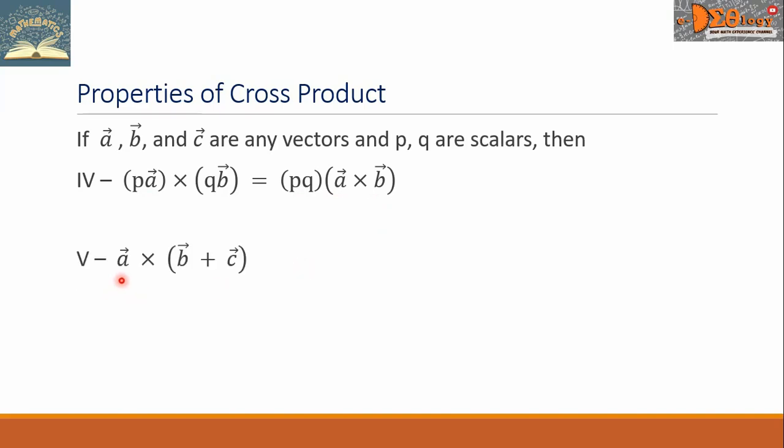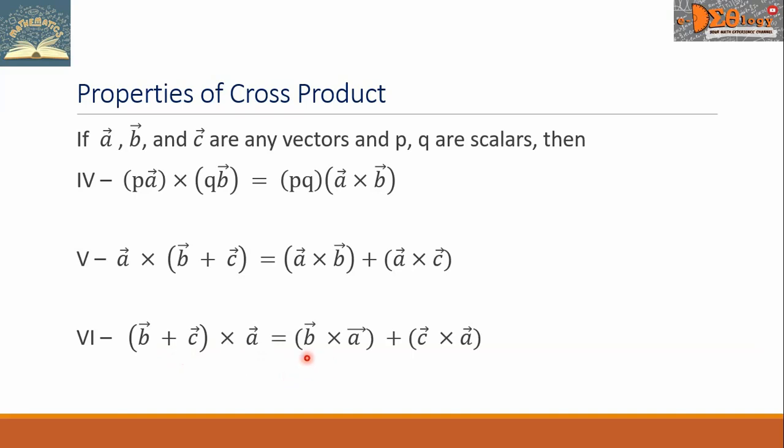Fifth, vector A times the sum of the quantity vector B plus vector C is equal to vector A times vector B plus the quantity vector A times vector C. The sixth, the sum of vector B plus vector C, then multiplied by vector A, is equal to vector B times vector A plus the quantity vector C times vector A.